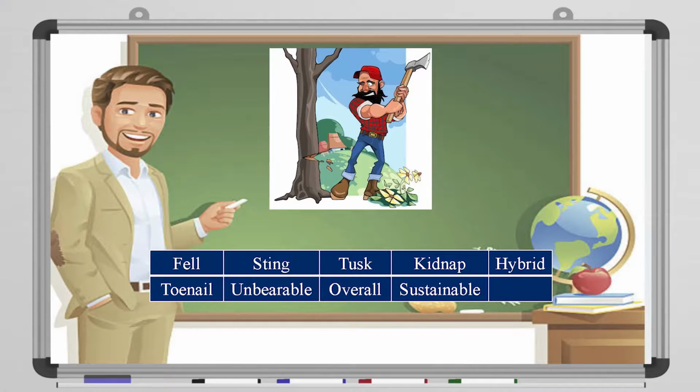So, like I did before, I'm going to give you a picture with a few words right under it, and what I want you to do is choose the best word that corresponds with the picture. Are you ready?